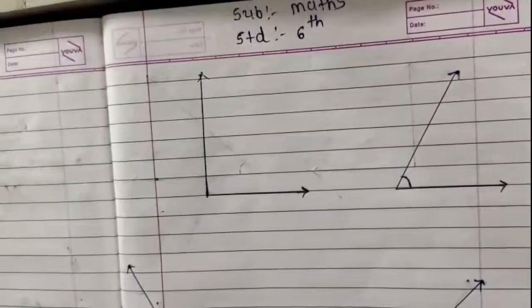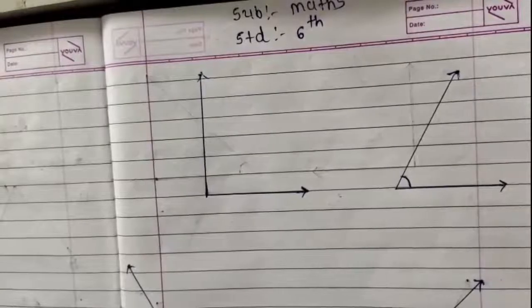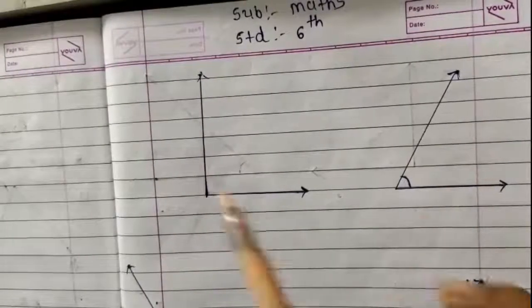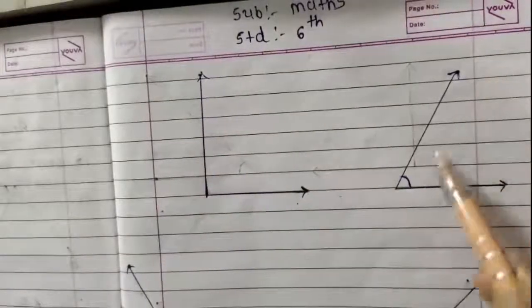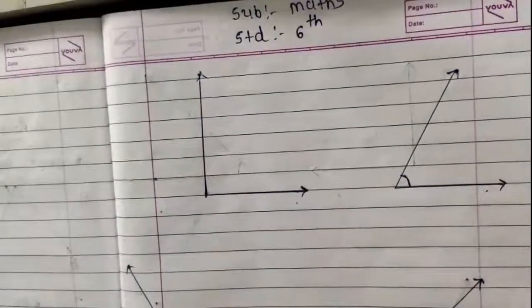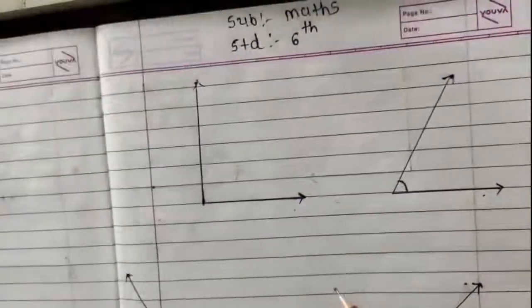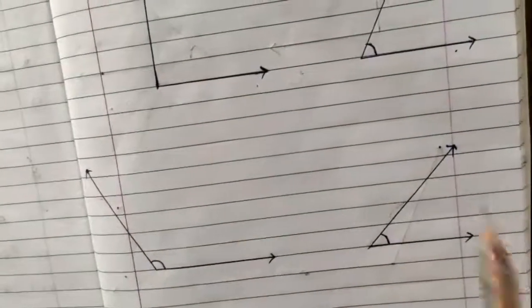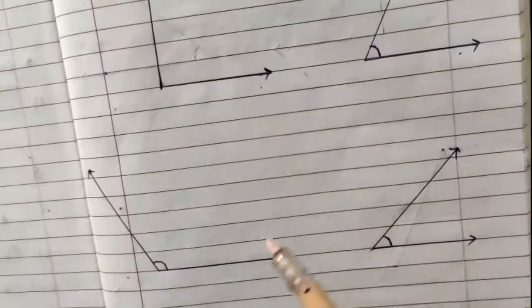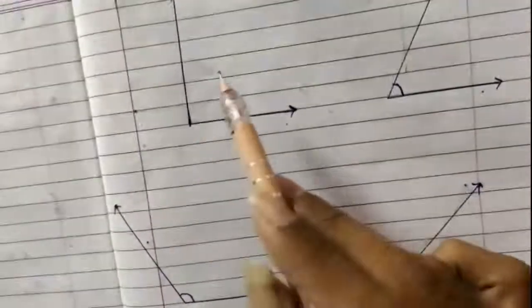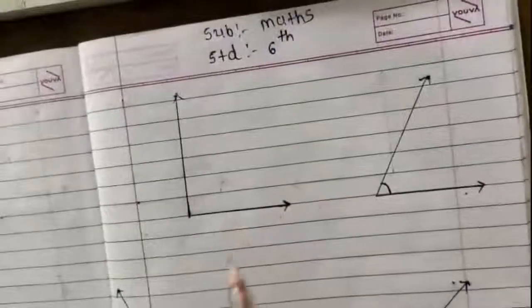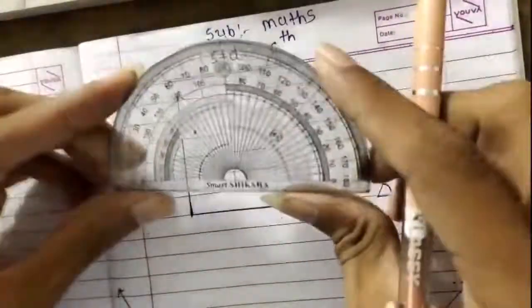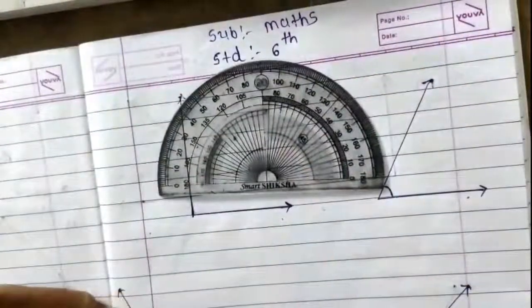Okay students, now let's discuss how to measure a given angle. Here are some angles. This one is our first angle, this one is our second angle, this one is our third angle, and this one is our fourth angle. In these four angles we will measure and write the angles. Okay, let's start. First of all, this one is your protector.